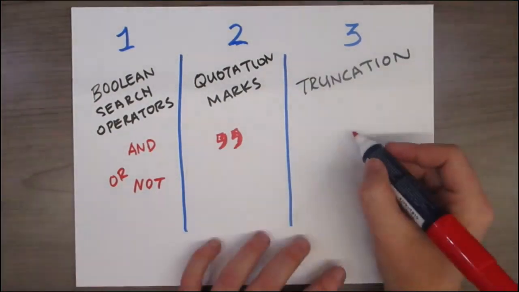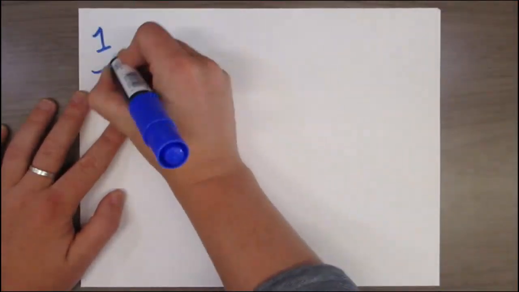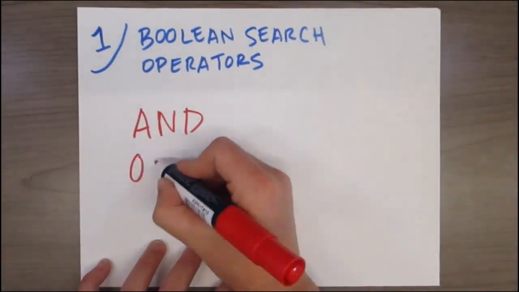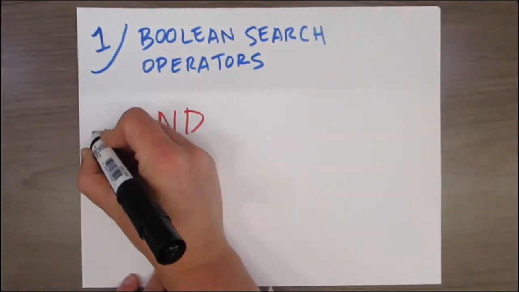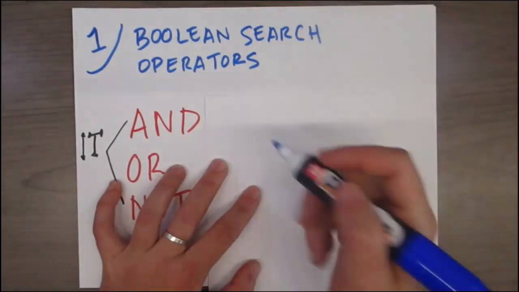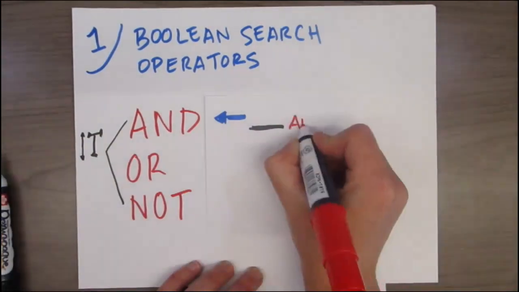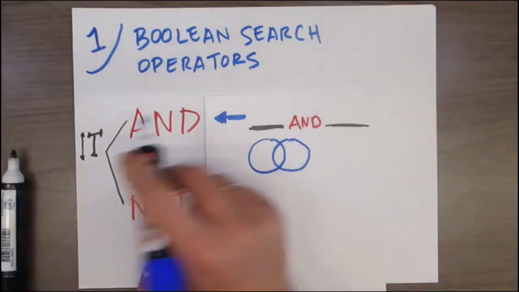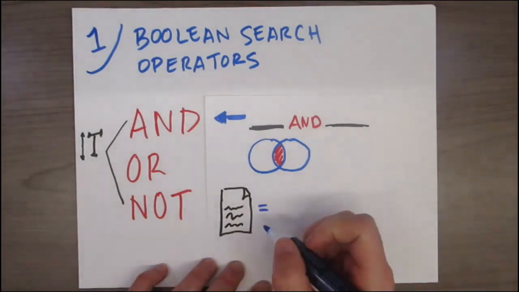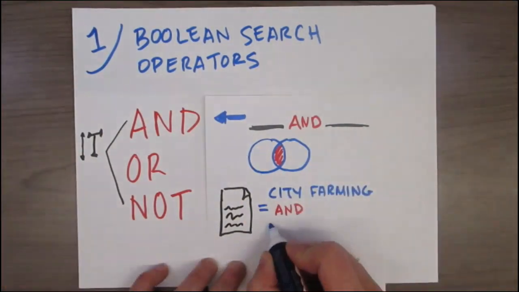results for your research. Let's start with Boolean search operators, which involves using the words AND, OR, and NOT in our search. When writing them in our search string, these words are always written in capital letters. The AND Boolean search operator combines our terms together and finds information that includes all of those terms. For example, a scholarly article that talks about both city farming and food security.